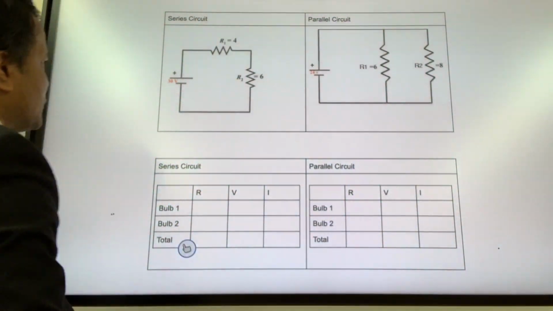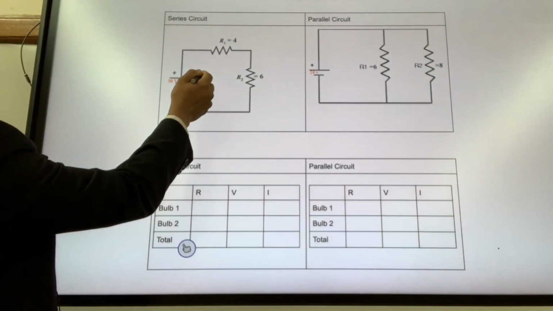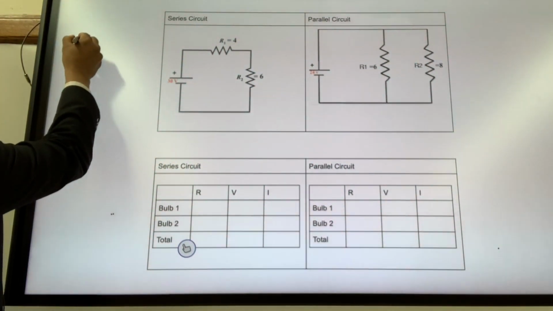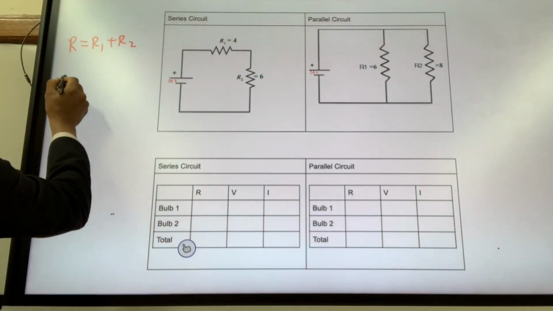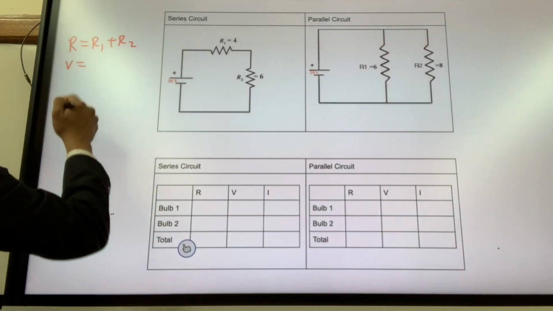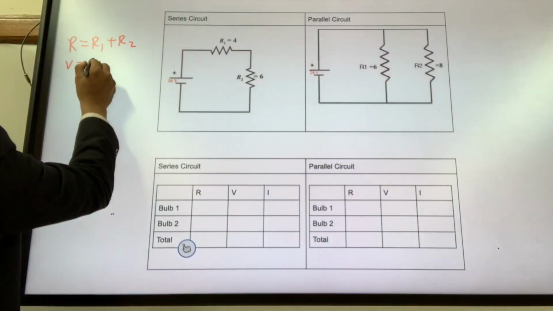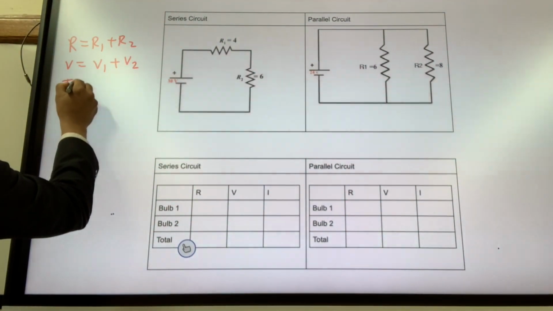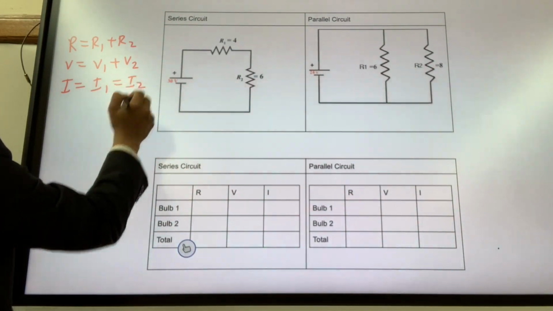Okay, so I'm going to just write the three laws of voltage, current, and resistance for the series circuit. For the resistance, the equivalent resistance is R1 plus R2, and for the voltage, the voltage is divided in the series circuit, so we're going to write voltage 1 plus voltage 2. The current is the same across the circuit.